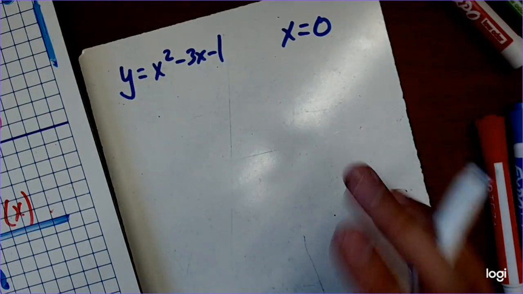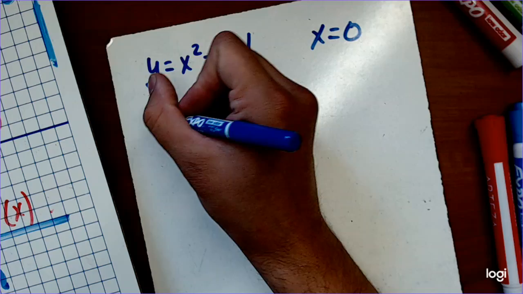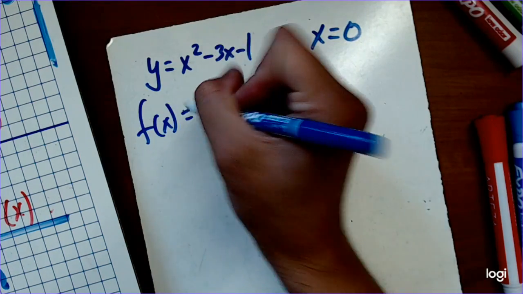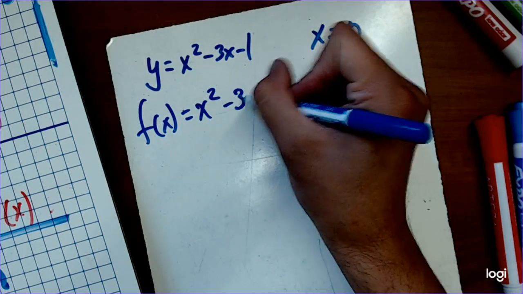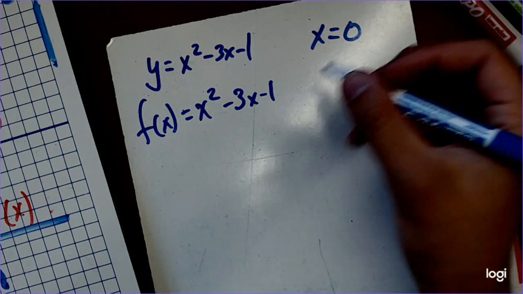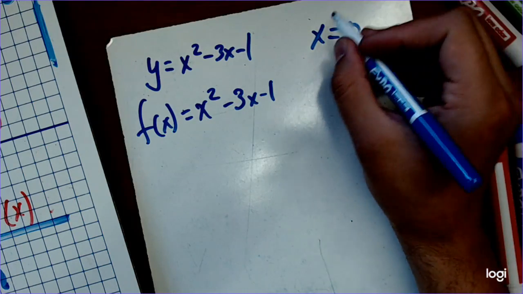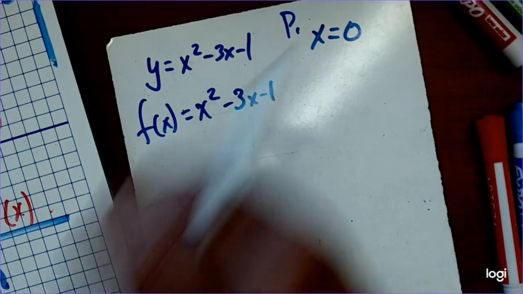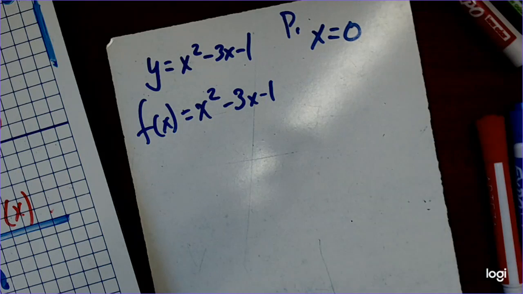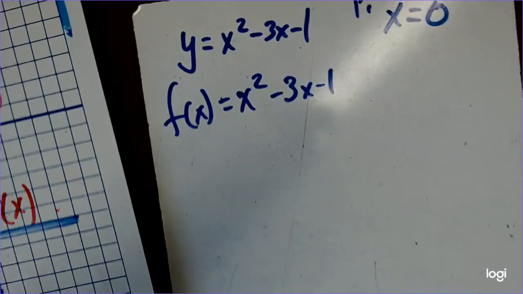So essentially what we have to do is rewrite this in functional notation so our brains can wrap around it. F of x is equal to x squared minus 3x minus 1. We're evaluating this curve at the point x equals 0. Right, so that's going to be our P1 or our x value. Now we just have to solve our limit as h approaches 0 for that.